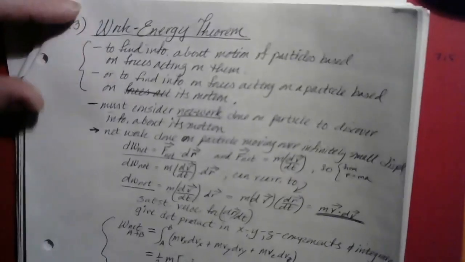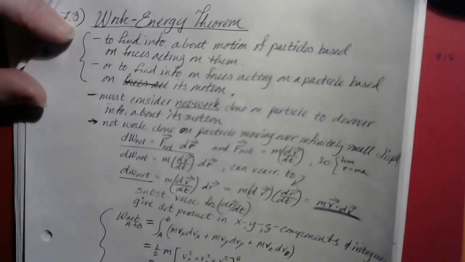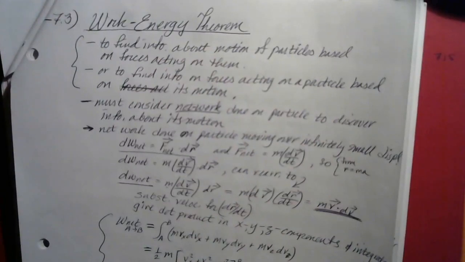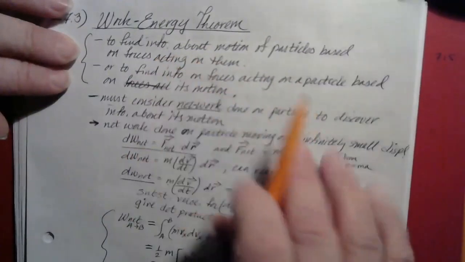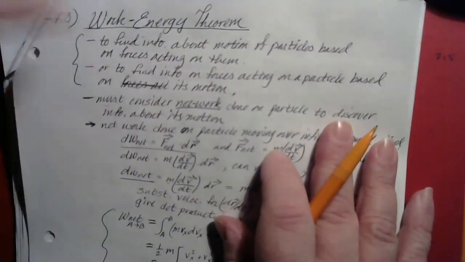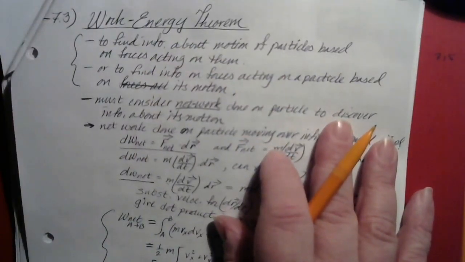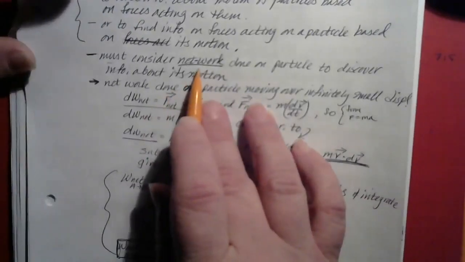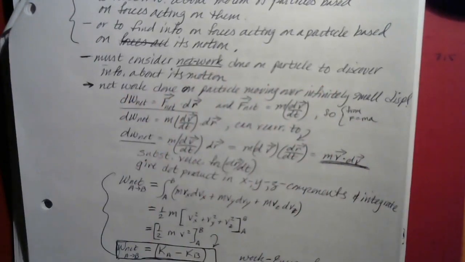All right, next we come to the work energy theorem. The work energy theorem is a tool that makes things a little easier sometimes, particularly when you're trying to find out information about the motion of a particle based on the forces acting on it, or vice versa, trying to find out information about the forces acting on a particle based on its motion. In order to use the work energy theorem, you consider the net work that's done on the particle and you can use that to discover information about its motion, or again, vice versa.